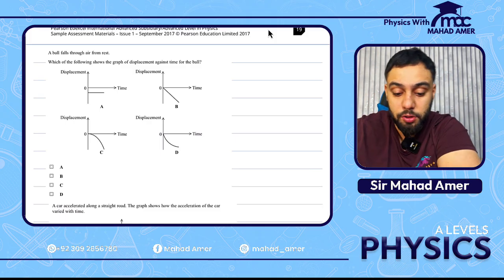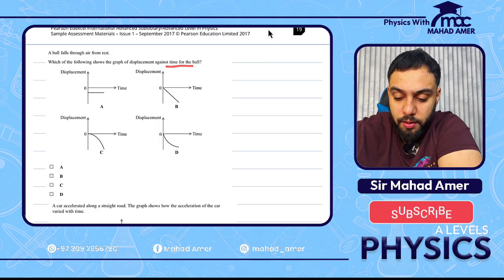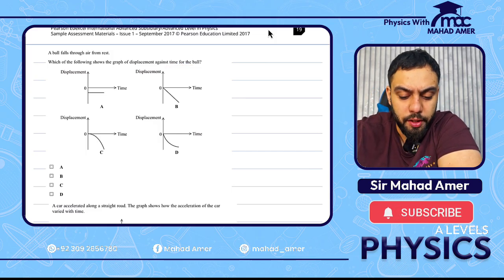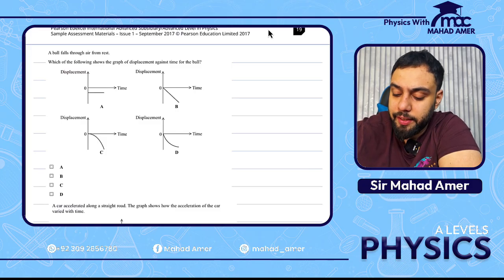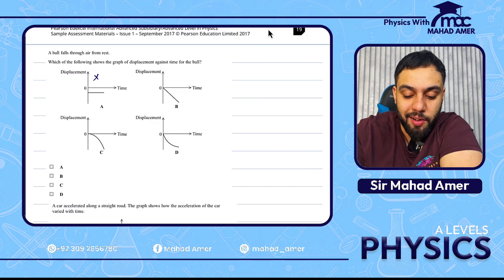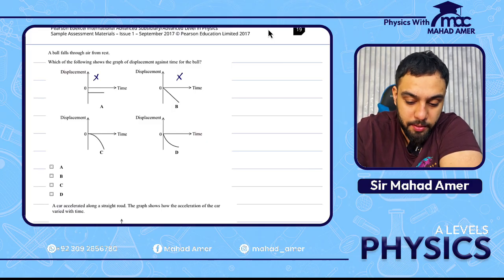Okay, the ball falls through the air from rest. Which of the following shows the graph of displacement against time for the ball? I told you that for displacement time graphs, we only use acceleration. There's no decreasing or increasing acceleration. So the first graph is not going to be it because it's a rest graph. The displacement is not changing. The second one is a constant velocity graph. That cannot be the case.